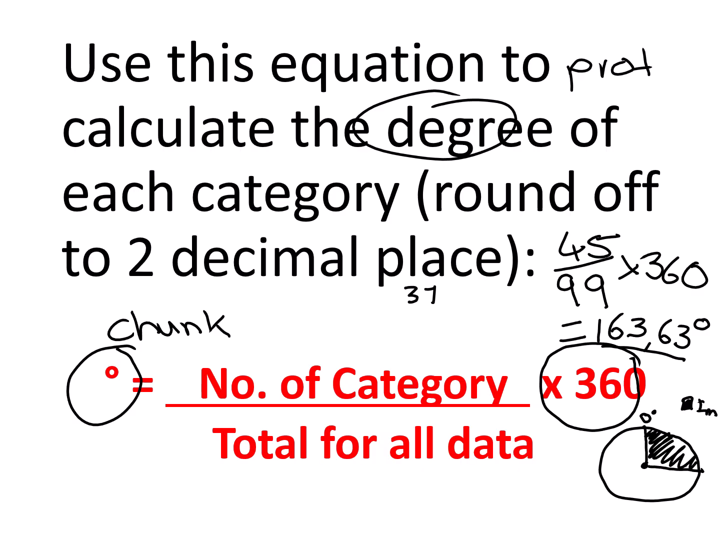So 37 divided by 99 that showed up at the watering hole, okay, times by 360, because there are 360 degrees in a circle, gives you 134.54. So again, you go to your line here.